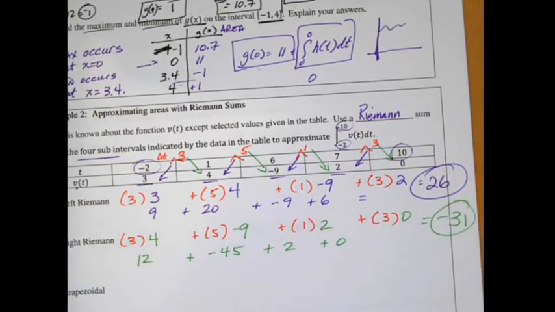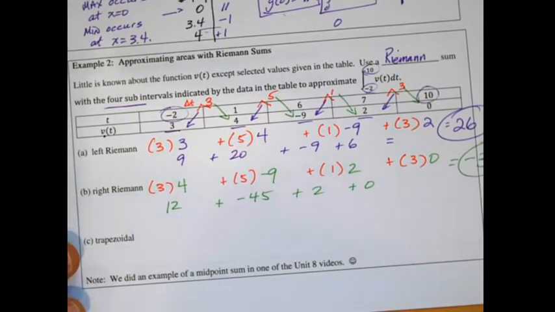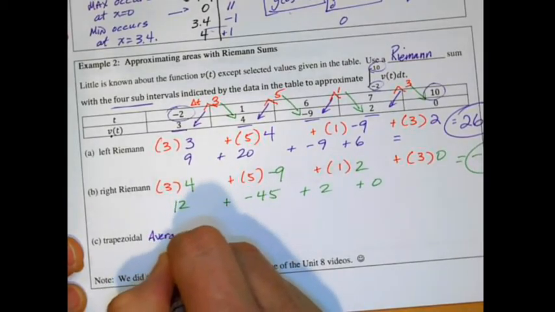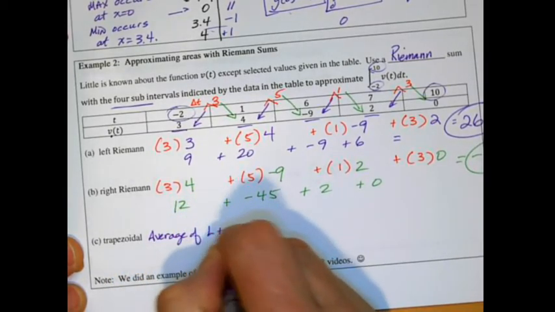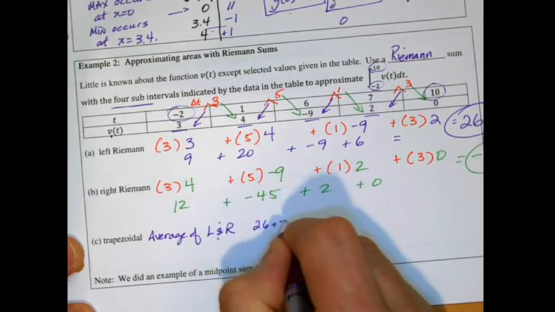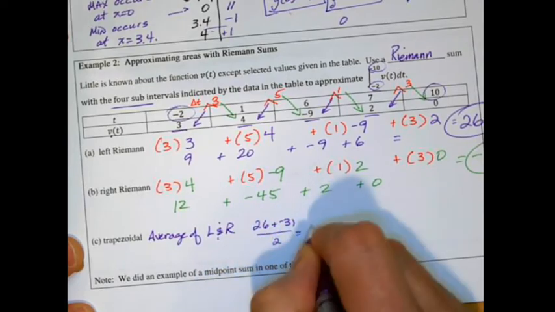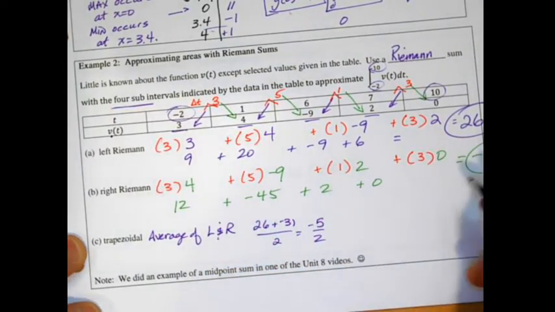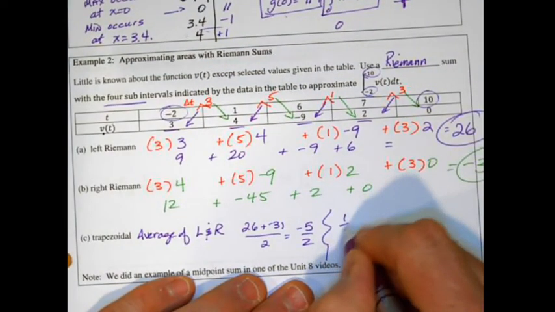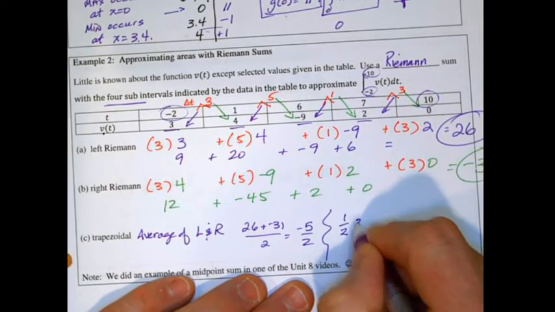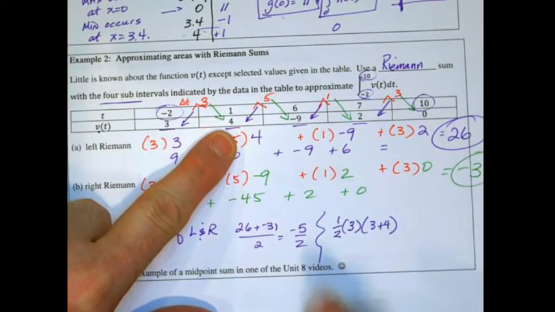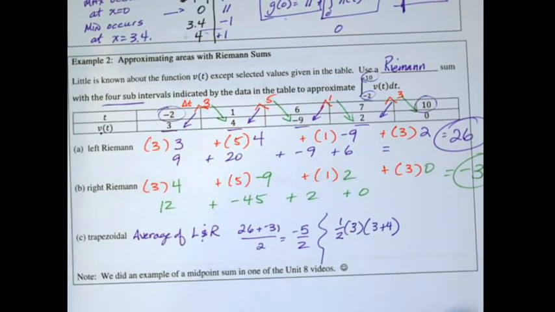All right, so trapezoid. Basically the trapezoid is the average of left and right. So this would be 26 plus negative 31 divided by 2, which is negative 5 halves. Now, trapezoid otherwise would be 1 half of delta t, which is 3, and then you take the two endpoints, 3 plus 4. And you continue that on, and eventually you do get negative 5 halves.